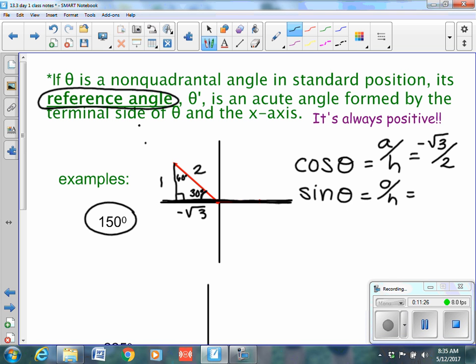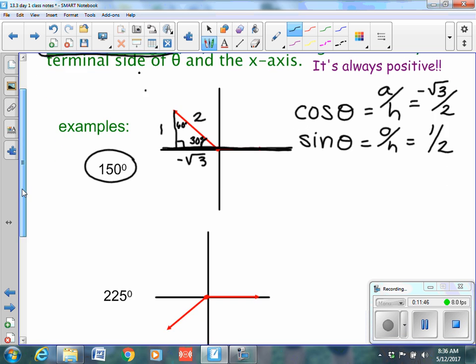What's the sine? What's the opposite of 30? Opposite of 30 is 1 over 2. Final answer. This is all we're doing today, but we're going to end up doing a bunch of these. Because some of you understand this, most of you don't understand this, because this is what trigonometry is all about next year. Let's do another one.